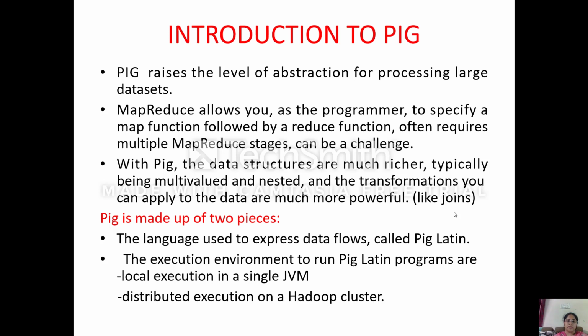Now we will see that Pig is made up of two pieces. One is a language used to express data flows, which we call Pig Latin. We have the language Pig Latin used to express the flow of data. That's why we can call Pig a data flow language. And the other is an execution environment to run Pig Latin programs. We can use the local execution mode in a single JVM, or we can go for a distributed environment also.